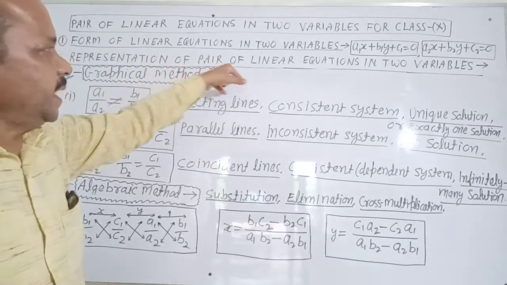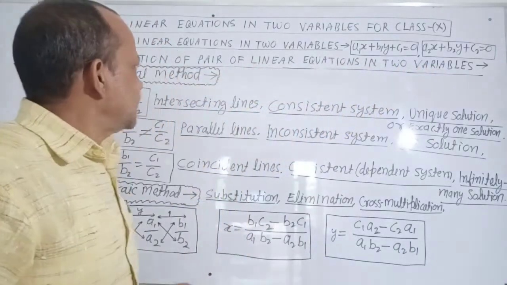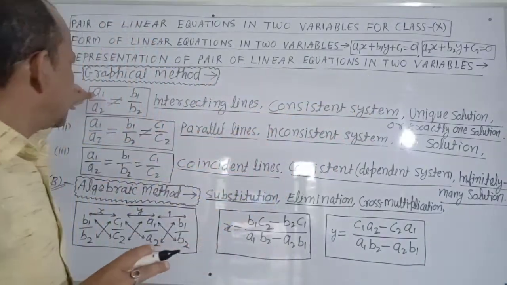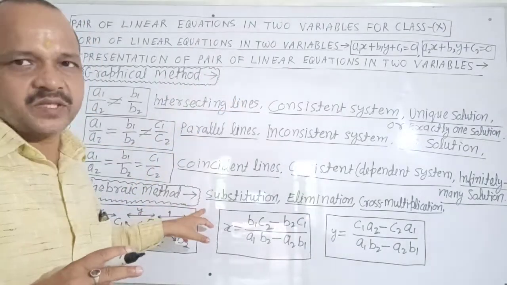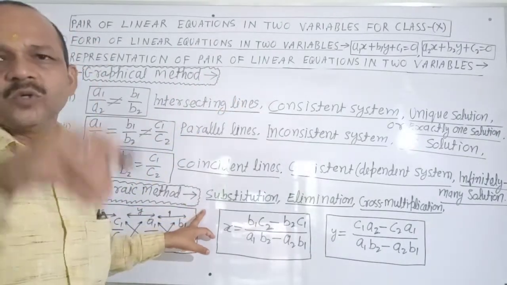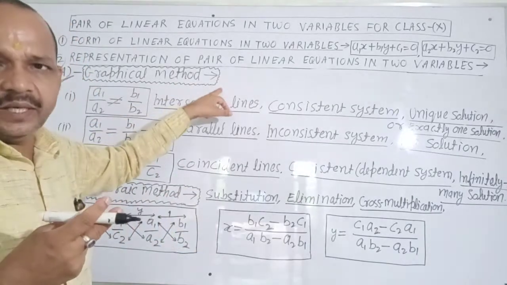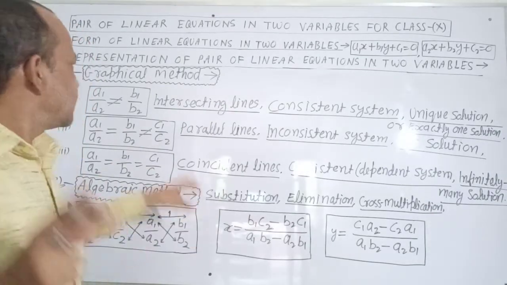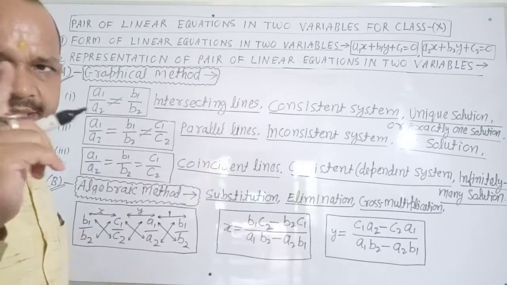Representation of pair of linear equations in two variables. First, graphical method and second, algebraical method. It means you can solve your question by two methods. First, graphical method and second, algebraical methods. It is clear. Graphical methods are three types.